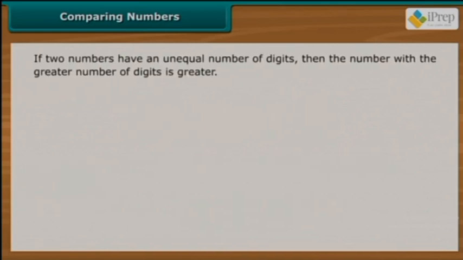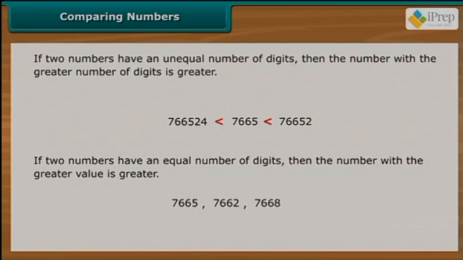If 2 numbers have an unequal number of digits, then the number with a greater number of digits is greater. If 2 numbers have an equal number of digits, then we need to compare numbers at each position.